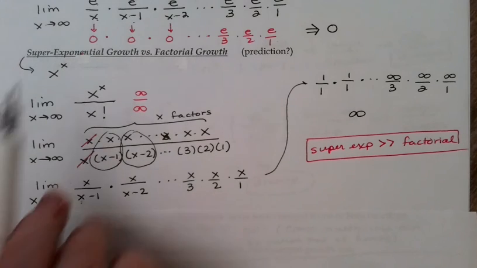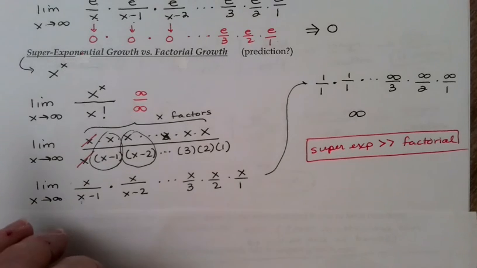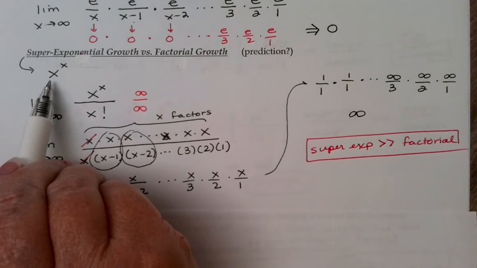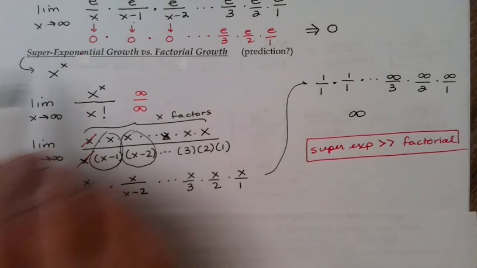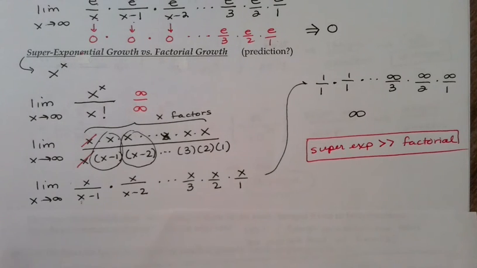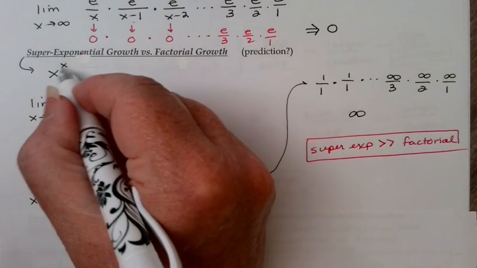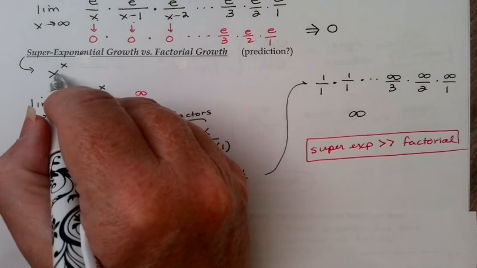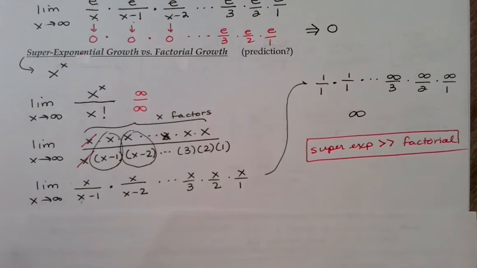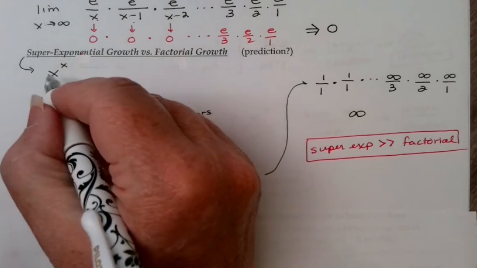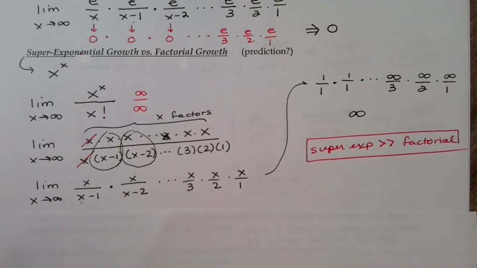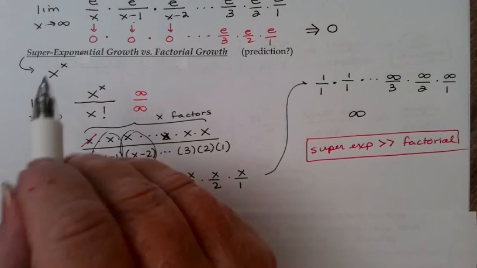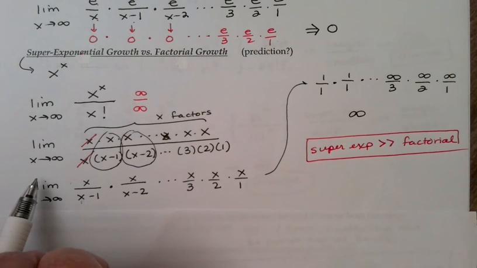The super exponential, which I don't know if you've heard of that one before, but it's where both the base and the exponent have an x in them, right? Exponential functions have the variable in the exponent. Polynomial functions have the variable in the base. Super exponentials have the variable in both. I'd like to compare the super exponential growth rate to the factorial growth rate.